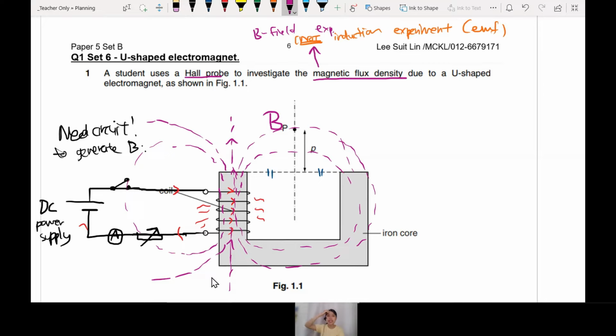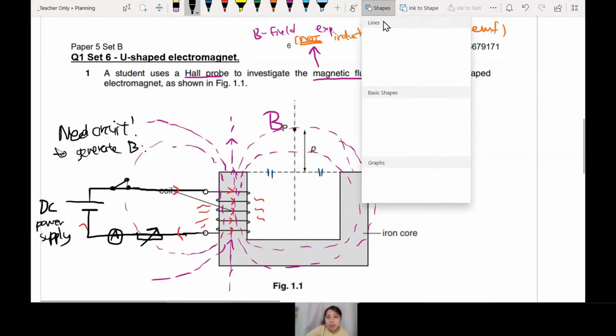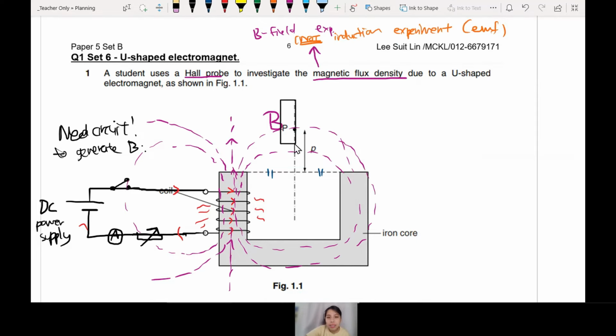Okay, so next thing, we want to measure B at the point. How to measure? Hall probe. How to draw Hall probe? Where to put Hall probe? You can either put it like this, front view, at point P, or you can put it side view, like that, and face that. Doesn't matter, wherever you want to put. So I'm going to put it front view, side view also can.